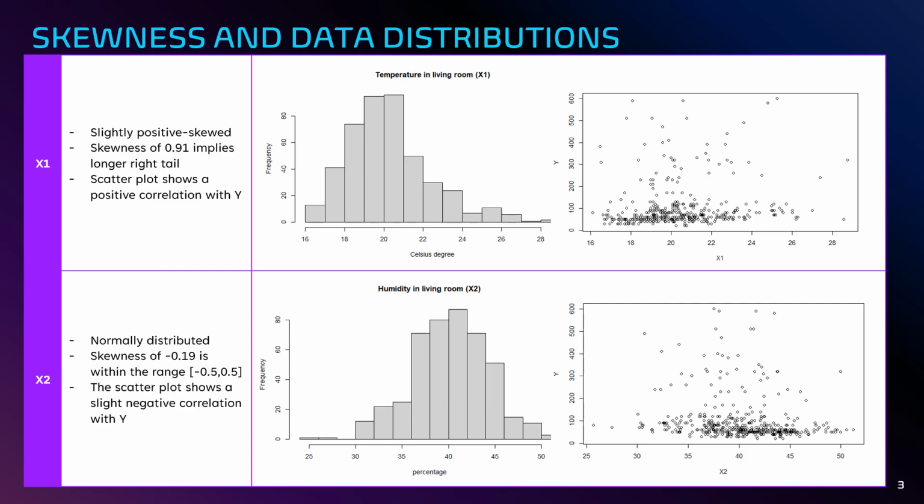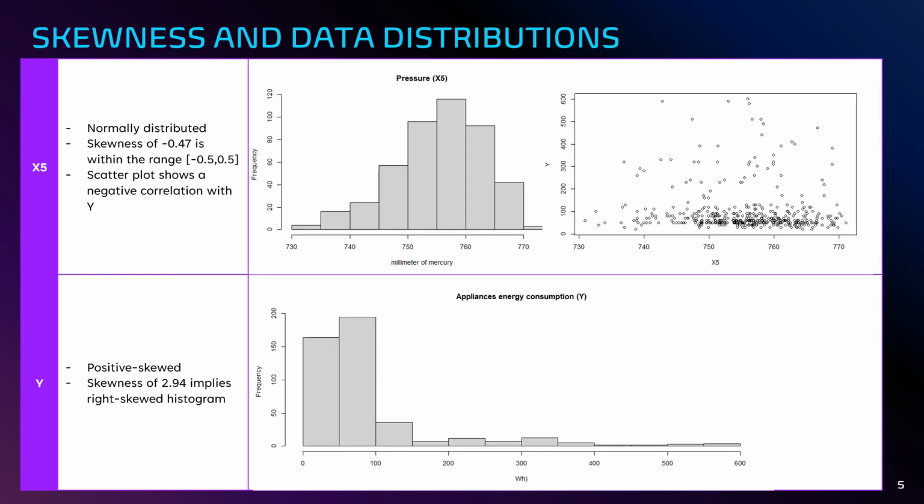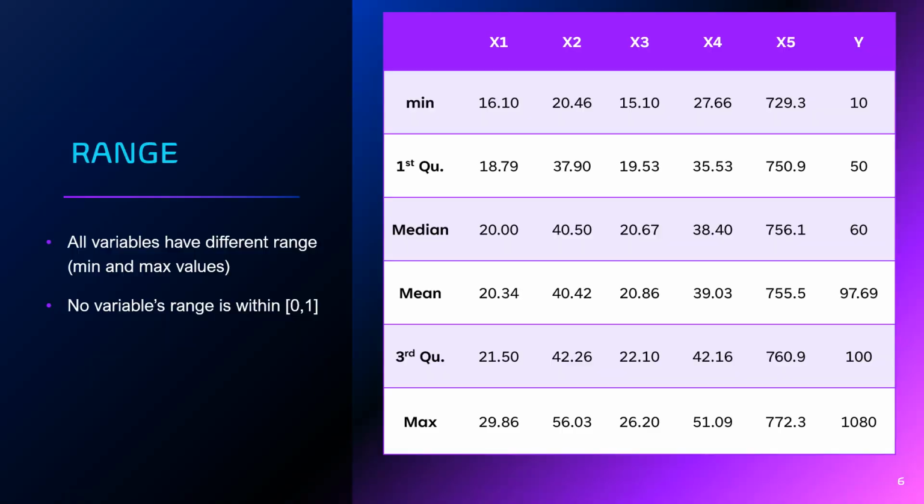So X1 is slightly positively skewed with a positive correlation. X2 is normally distributed with a slightly negative correlation with Y. Both X3 and X4 have a normal distribution, and X3 is positively correlated, while X4 is negatively correlated. X5 is also normally distributed with a negative correlation with Y, and our variable of interest Y is highly positively skewed with a skewness of 2.94.